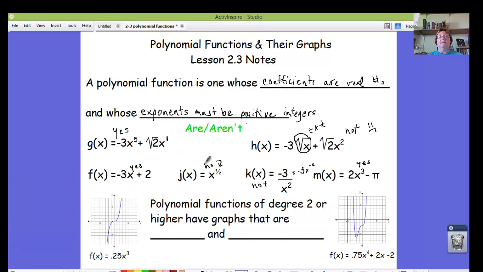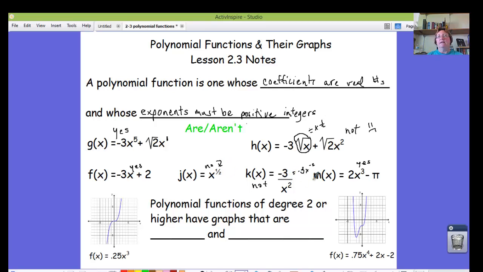Alright, here are my answers to that question. The h function is not. Although the coefficients are both real numbers, that's okay, having the x under the radical, that's the same thing as x to the 1/2 power, and that's not an integer. So this is not a polynomial function. This one is a yes. Only exponent is 1, x to the first, so that's good. Here, no. Again, we've got that 1/2 power.